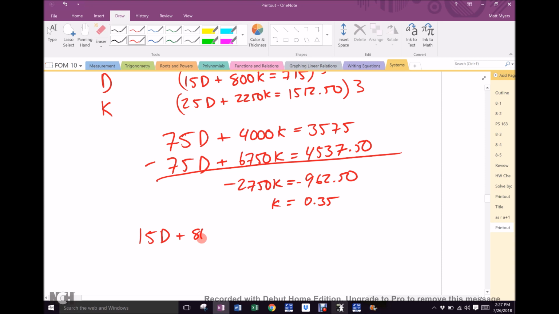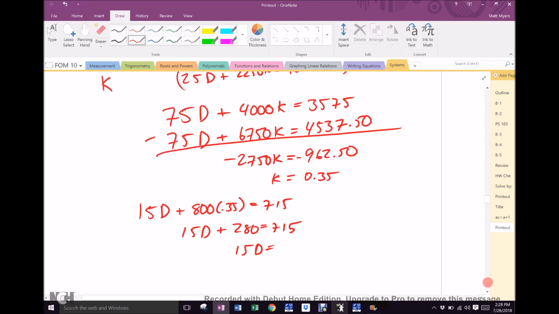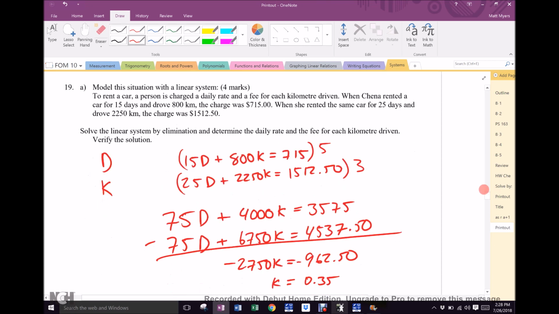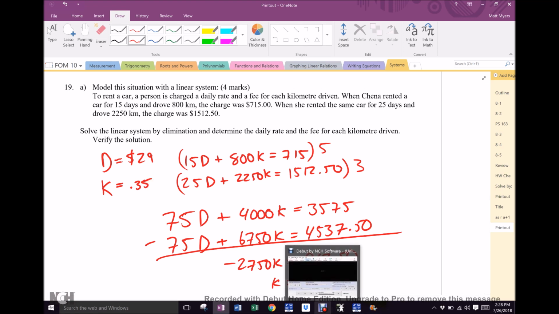15D plus 800 times 0.35 equals 715. 15D plus 280 equals 715. 15D equals 435. D equals 29. So it was $29 a day and 0.35 per K. And that's it.